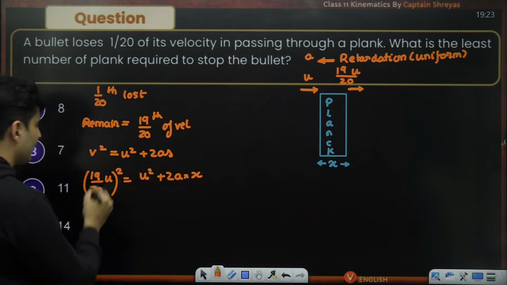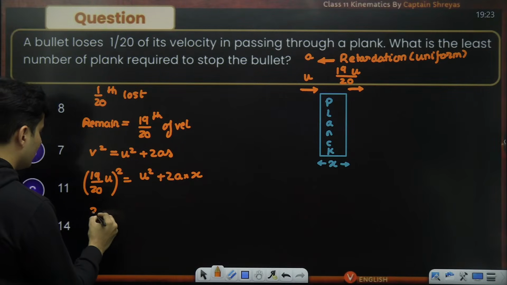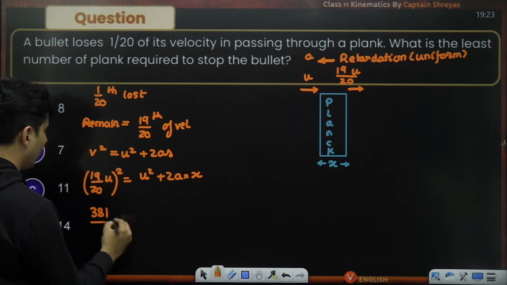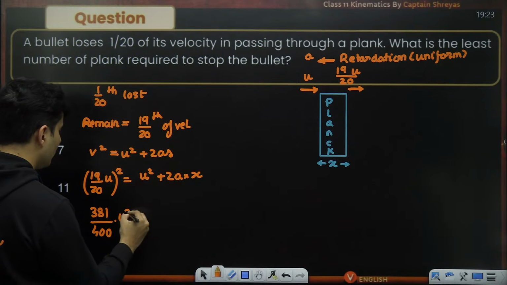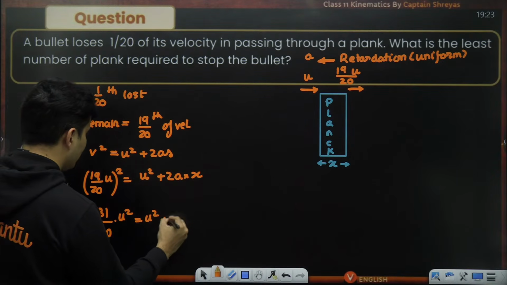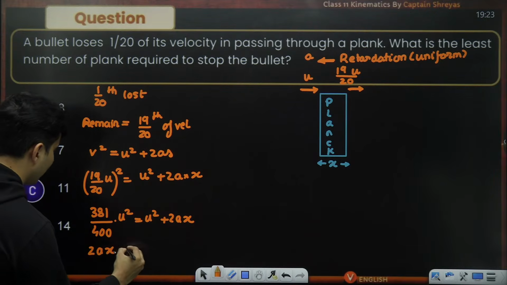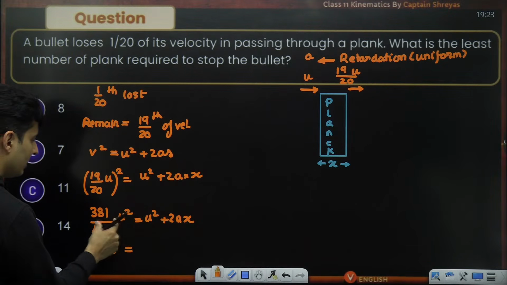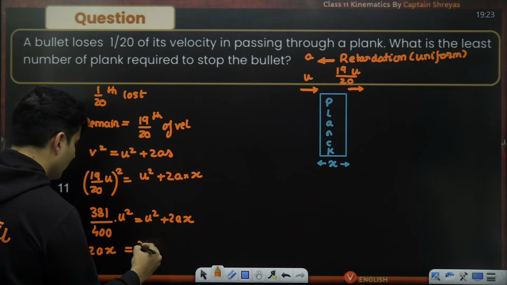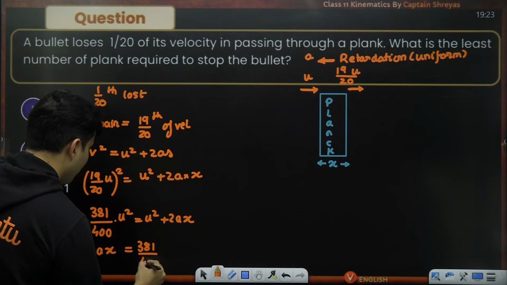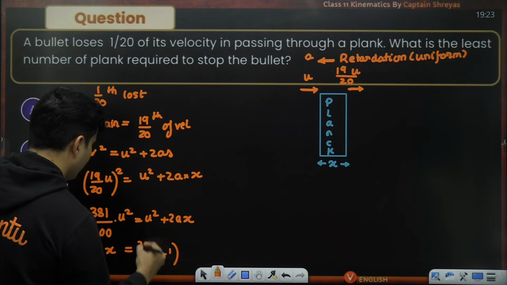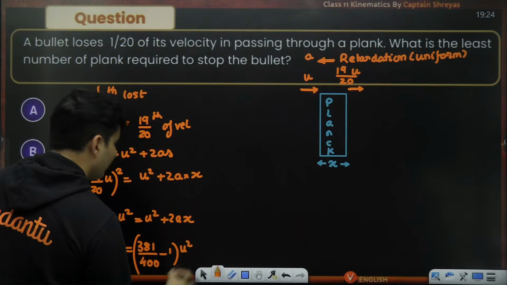Displacement is basically x. So this will become just 381, since 19 square is 361... I mean 381 divided by 400 multiplied by u square, which is u square plus 2a into x. Therefore, 2ax will be this minus this. So it will be 381 by 400 minus 1 times u square.